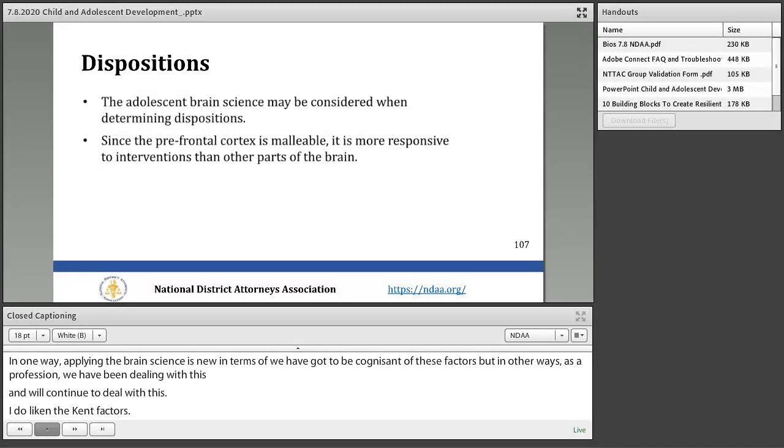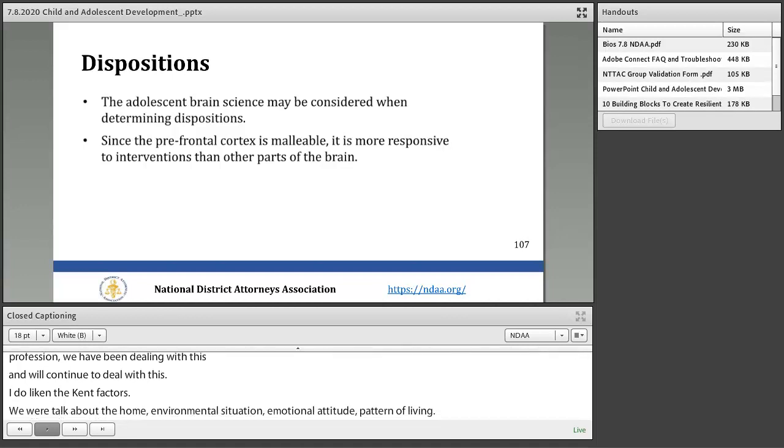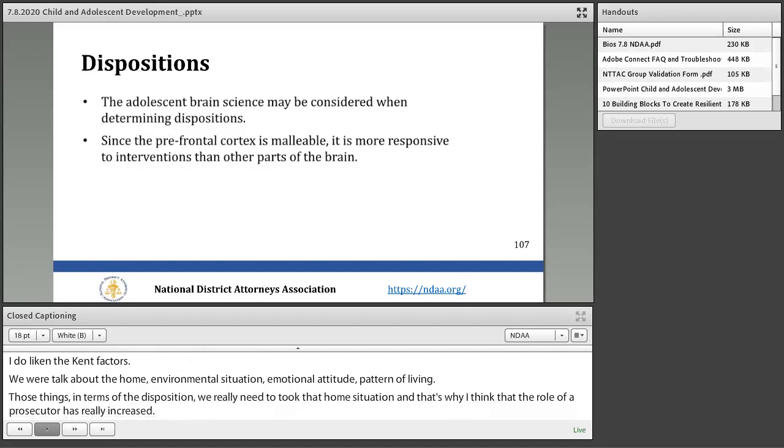I do like on the Kent factors we're talking about the home, environmental situation, emotional attitude, pattern of living. And those things in terms of the disposition, we really need to look at that home situation, and that's where I think our role of the prosecutor has really increased.